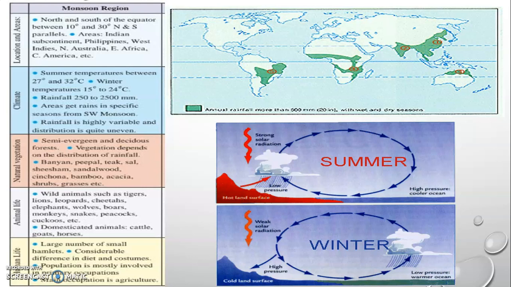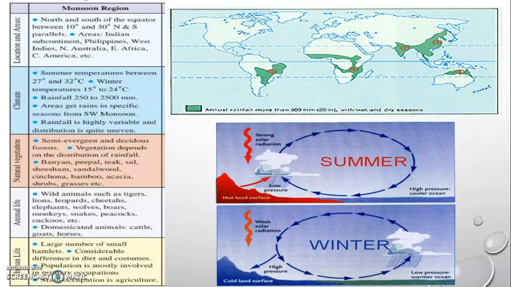So what are the characteristic features of the monsoon region? The main characteristic features are summer temperatures between 27 and 32 degrees Celsius, and winter temperature of 15 to 24 degrees Celsius. Rainfall is from 250 to 2500 millimeters, and it gets rain in a specific season, that is from the southwest monsoon. You remember India also falls in the same location. We have a 4-month rainy season, right? So we also get the southwest monsoon season. Then rainfall is highly variable and the distribution is uneven.